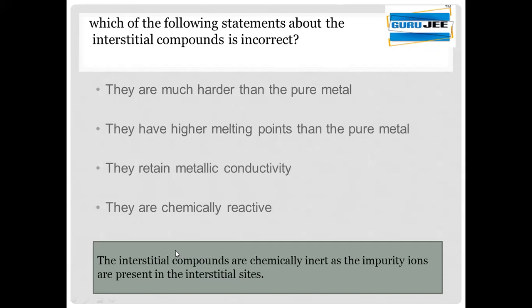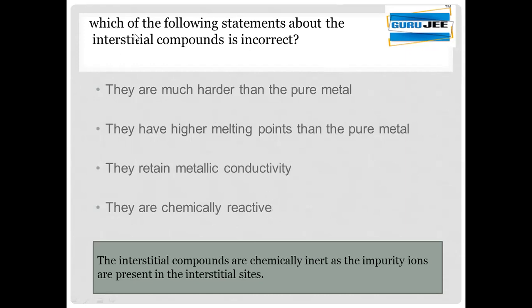In the statement, they said that the interstitial compounds are chemically inert because the impurity ions are present in the interstitial sites. So when the impurities are present in the interstitial sites, they have no effect with the other atoms. That means they are chemically inert. What do you mean by inert? They cannot react with others, isn't it? The name itself indicates inert. So among these four options, which one will be the wrong one? Option 4, they are chemically reactive. It is the wrong statement about the interstitial compounds.